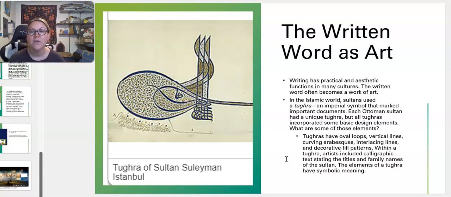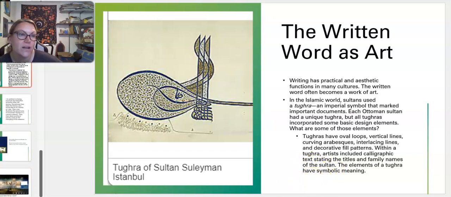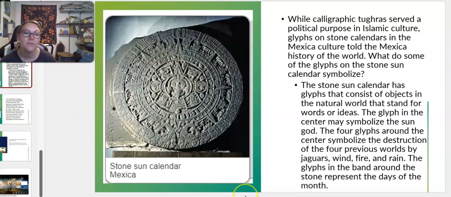With the tughra, artists included calligraphic texts stating the titles and family names of the sultan. The elements of the tughra have symbolic meaning as well. So this is a stone sun calendar. While calligraphic tughras served a political purpose in Islamic cultures, glyphs and stone calendars in the Mexica culture told the Mexica history of the world.